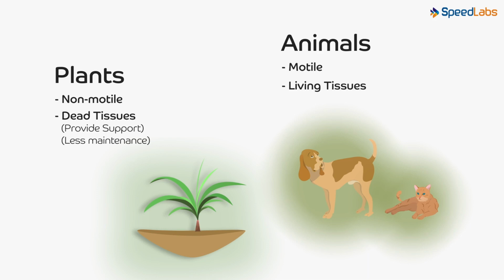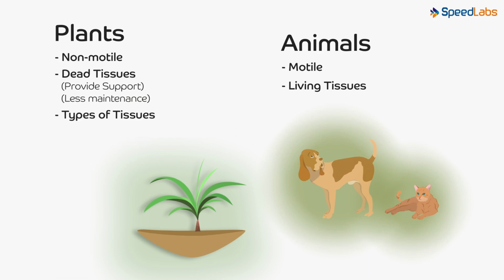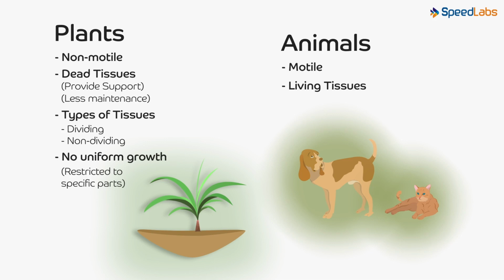What else could be a possible difference between the two? Do you know that there are two types of tissues in plants? One type of tissue divides throughout its lifetime, while the other type of tissue does not have the ability to divide. What is the purpose of such a differentiation? Well, plants do not grow uniformly throughout their body. Their growth is restricted to some specific parts. In these parts, we find the tissues which can divide.